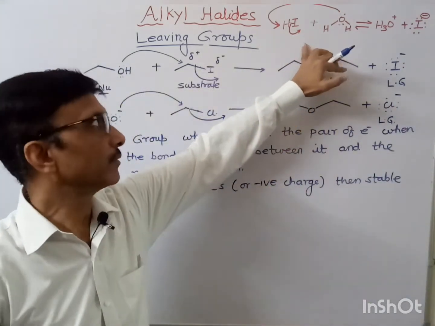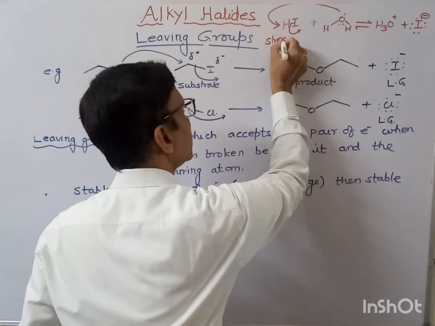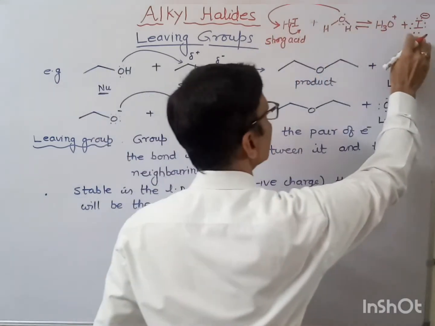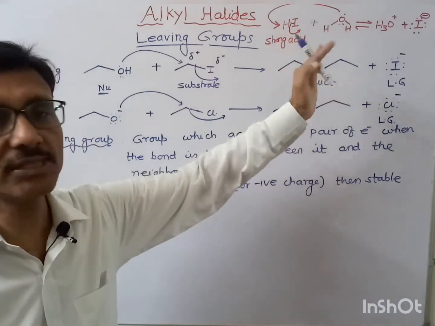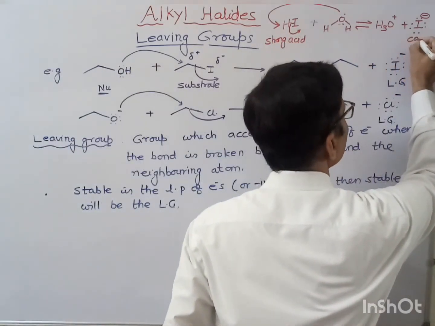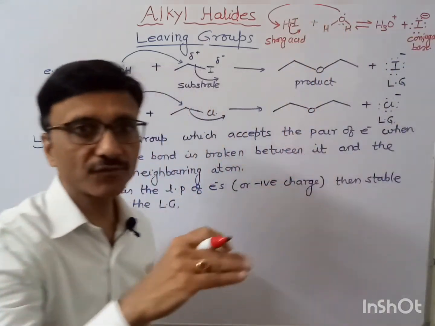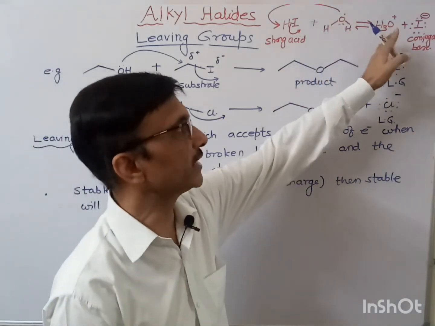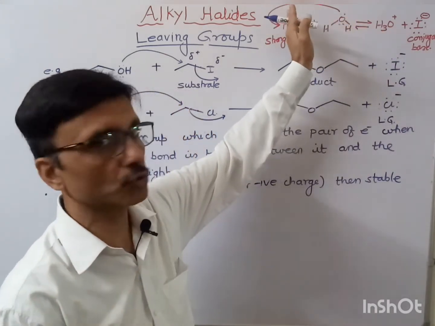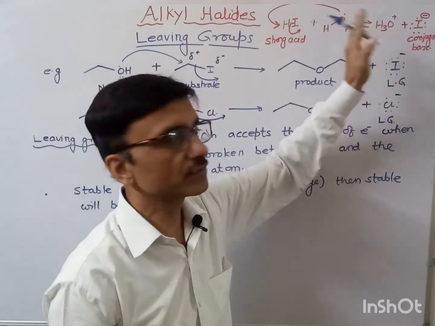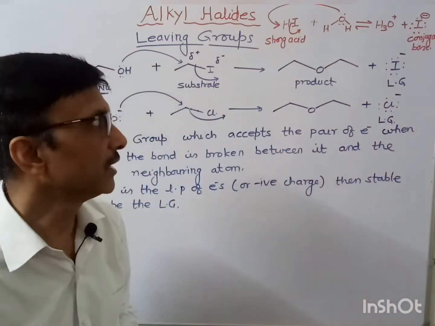Okay, so this is the acid-base reaction. Here hydrogen iodide is a strong acid, and this strong acid after losing the H plus gives the conjugate base. So this is the conjugate base. Similarly, a base after accepting the proton gives the conjugate acid. So H3O plus is the conjugate acid which is formed when the base accepts this proton, whereas the acid when it loses the proton gives the conjugate base.